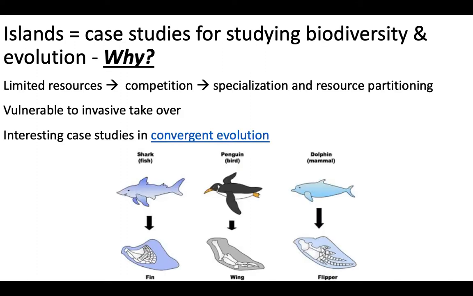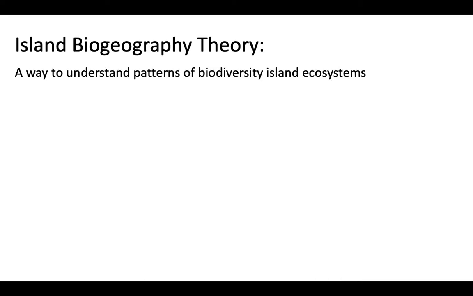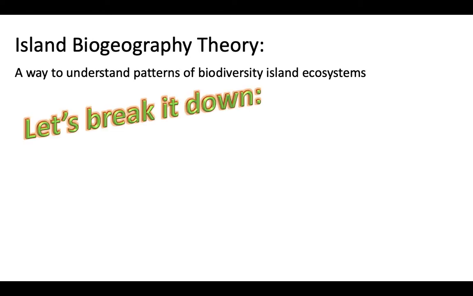So let's dig a little bit deeper now into this idea of island biogeography theory. I just explained to you why islands are so interesting to look at, but let's take a look at this theory in depth. Island biogeography theory is just a way that we can understand patterns of biodiversity across island ecosystems, whether it's actual islands in the ocean or patches of forest in the neighborhood. Let's break it down. It can look pretty complicated, but we're going to break it down piece by piece.